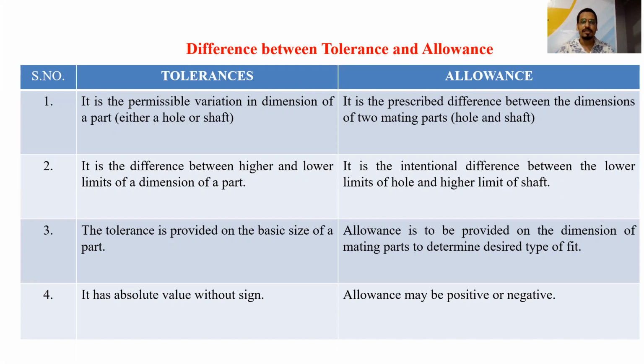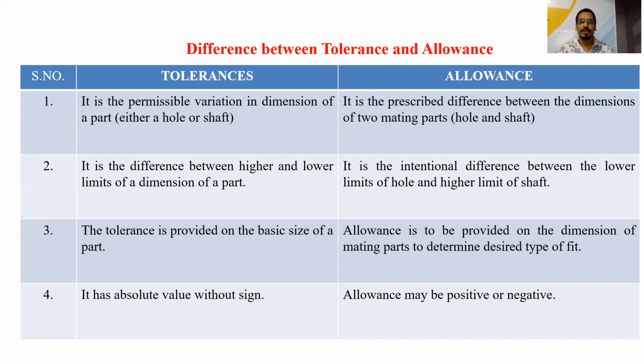Third, tolerance is provided on the basic size. I have already told you that tolerance is always provided on the basic size. If the basic size is 50 mm, then tolerance is provided on that 50 mm, either plus plus, minus minus, zero plus, or zero minus. And allowance is always provided on the dimensions of the mating parts to get the different types of fit. We will discuss fit in an upcoming lecture.